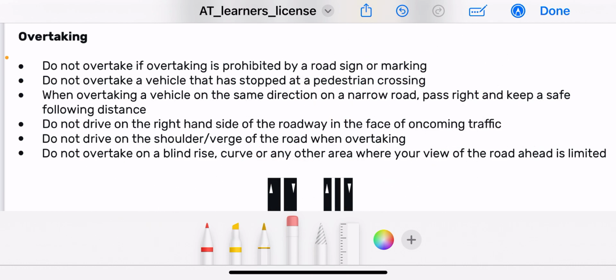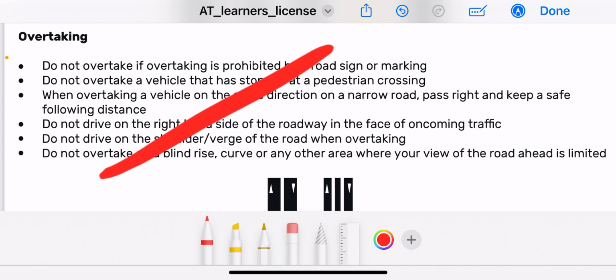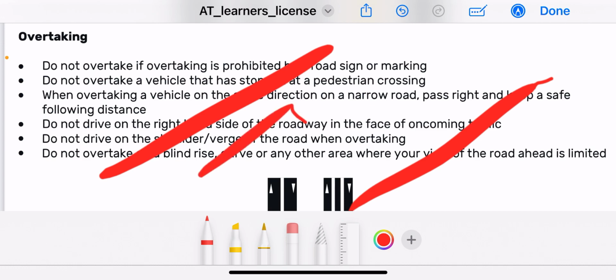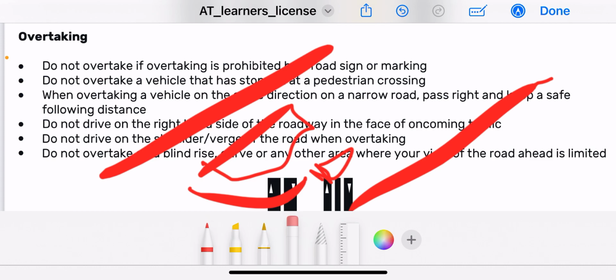Moving on. Now, they're saying, when overtaking a vehicle in the same direction on a narrow road, pass right and keep a safe following distance. This is your road. You pass the car on the right. You always overtake on the right. And then you keep a safe following distance.